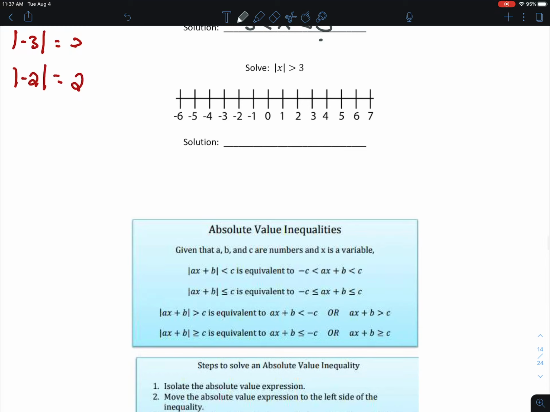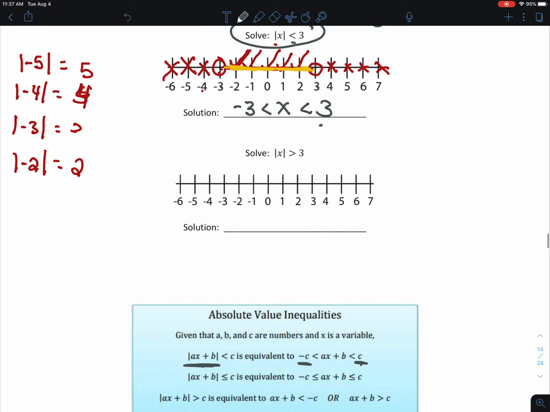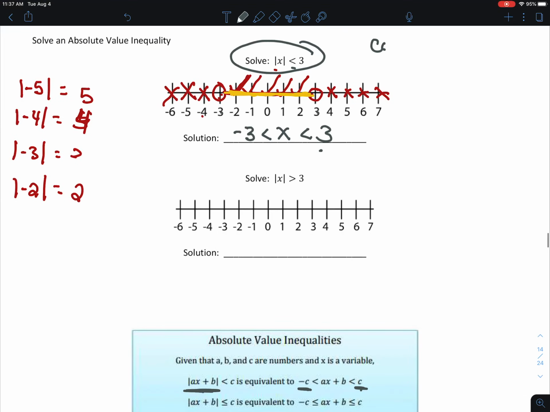So that is how we get our first set of answers. So we can see from this, anything that's in that absolute value symbol between -c and c is going to make it true. And that's what we saw from this. Everything between -3 and 3 makes it true. Alrighty, let's do greater than. So we say this is an and. Less than is and. So let's look at greater than.